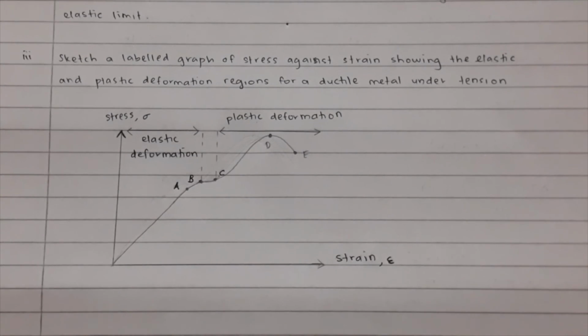3. Sketch a labelled graph of stress against strain showing the elastic and plastic deformation regions for a ductile metal under tension. So the graph is stress against strain. From 0 to point B it is elastic deformation, and from point C to point E is plastic deformation.